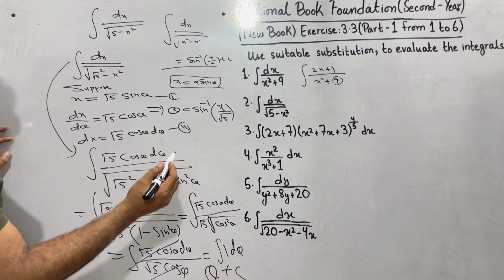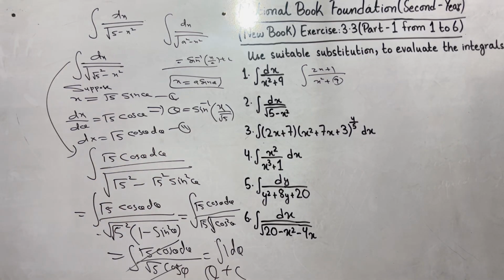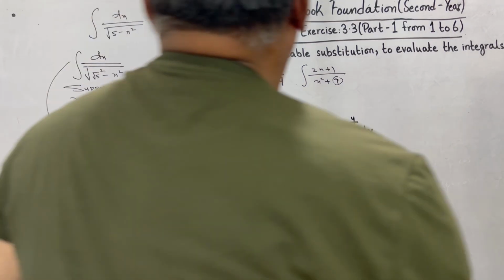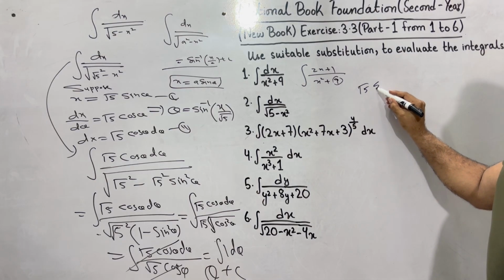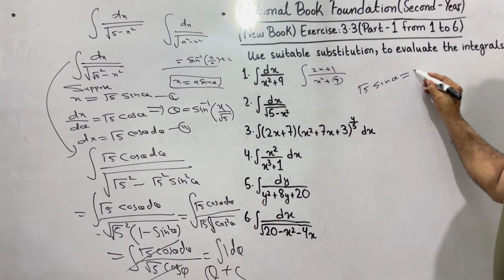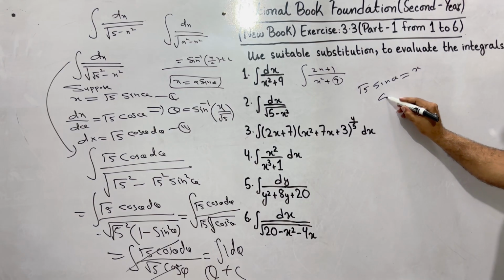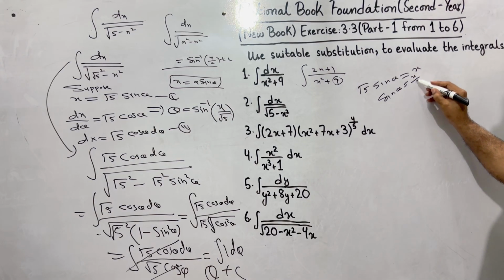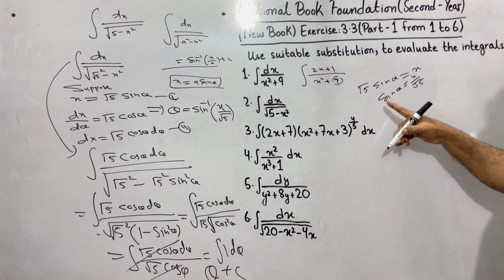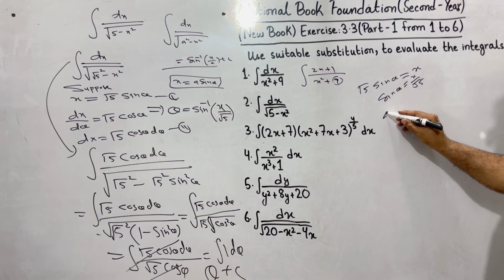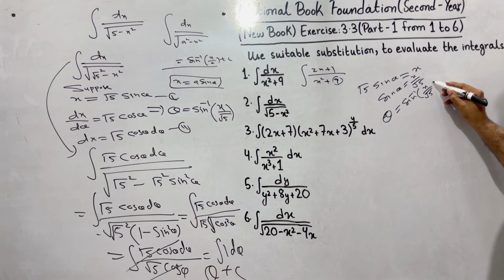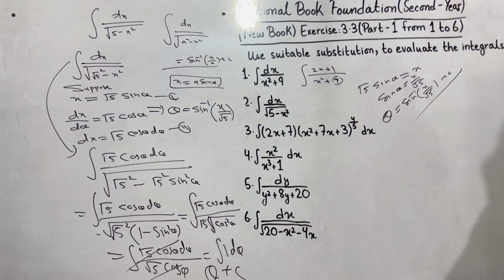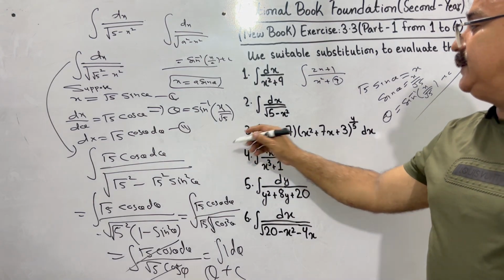Let me manage this value, let me check, my friend. I can manage the value here for you. We have supposed root 5 sine theta is equal to x. Shift root 5 here, so sine theta is equal to x over root 5. To get rid of sine, shift sine here. It will become theta is equal to sine inverse of x over root 5 plus c. That I have managed for you.